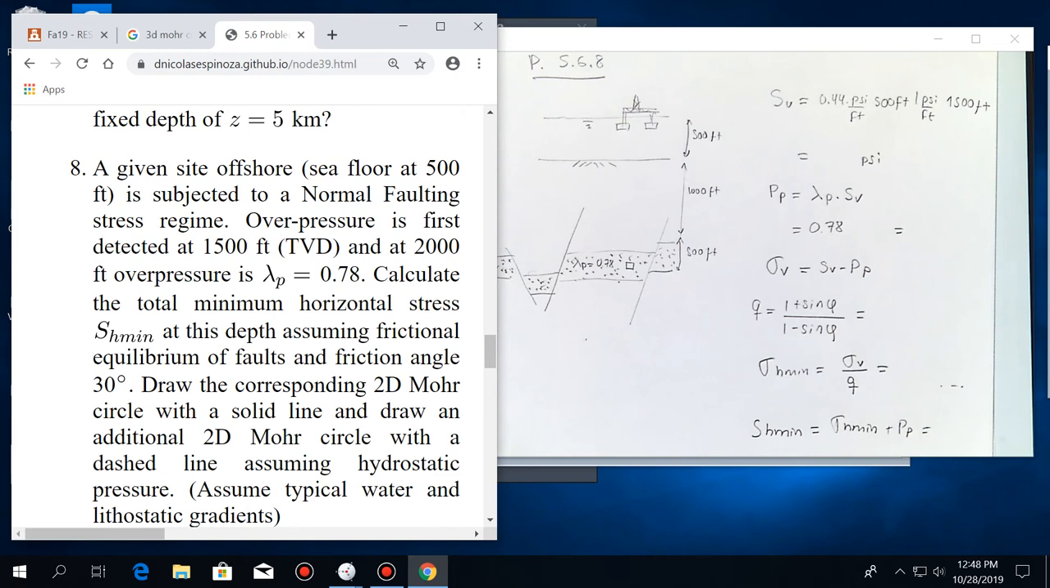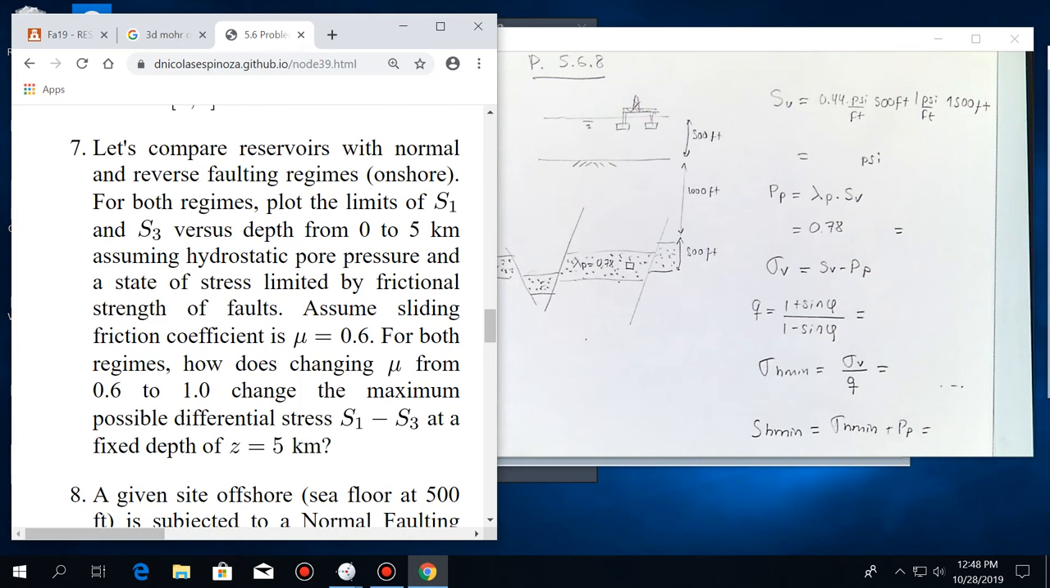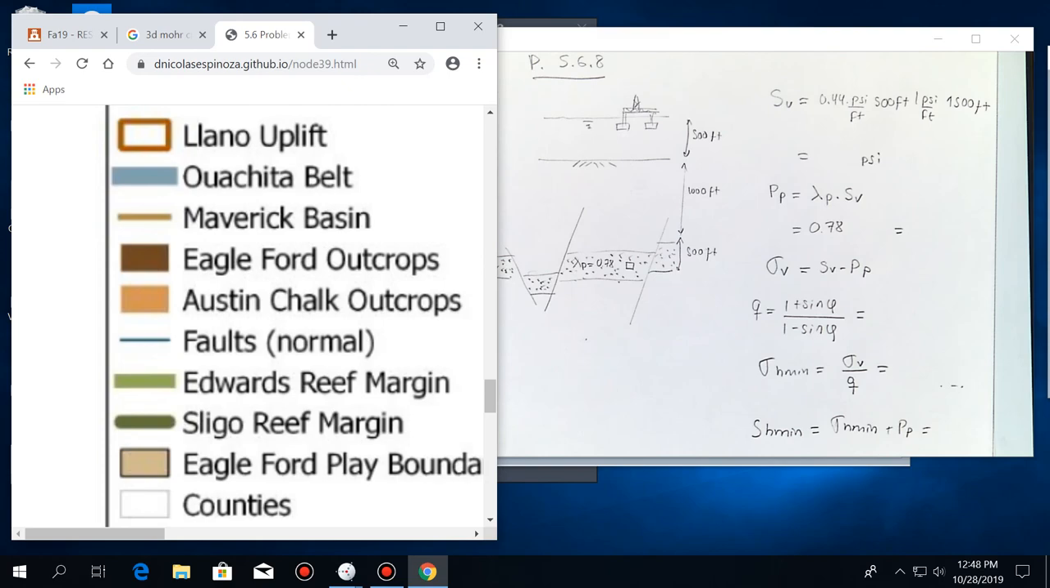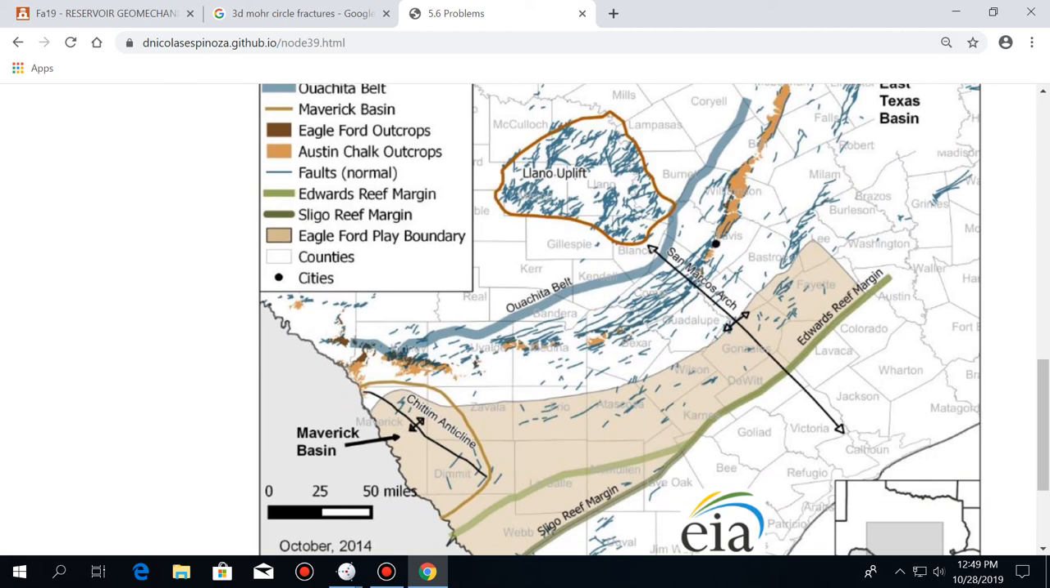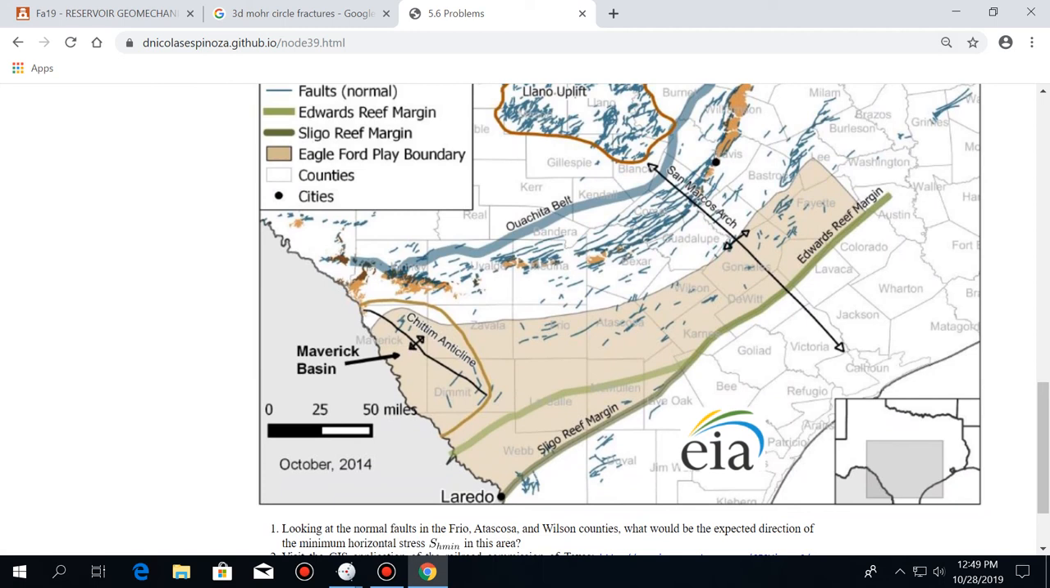And problem number 7 is very similar, and there you have a friction coefficient which is different, and you may also do that one with Excel, because you have to calculate stresses at several depths and make plots, so that would be a lot easier with Excel. And problem number 9 is more of an interpretation example in which you know the direction of the strike of the faults. You know that this is normal faulting. Based on that, I want you to tell me in which direction you would put horizontal wells for hydraulic fracturing. And after you think about that, I ask you to tell me whether that's what you see in reality or not.